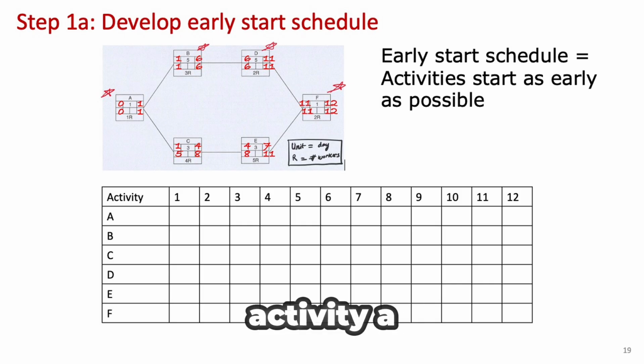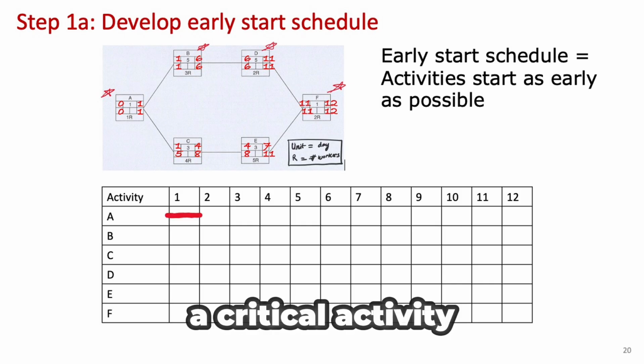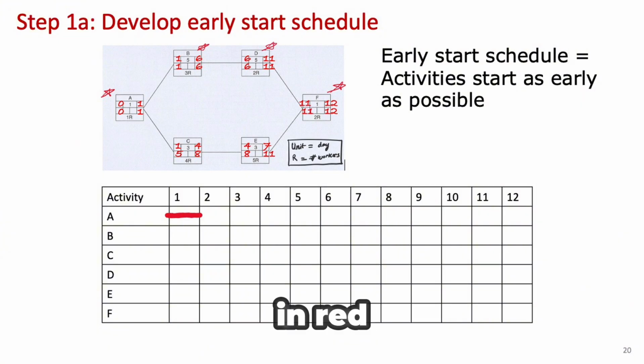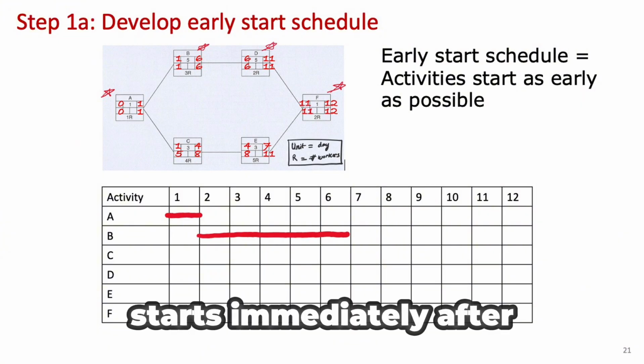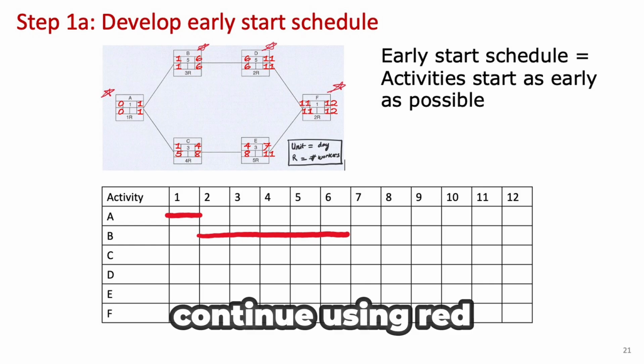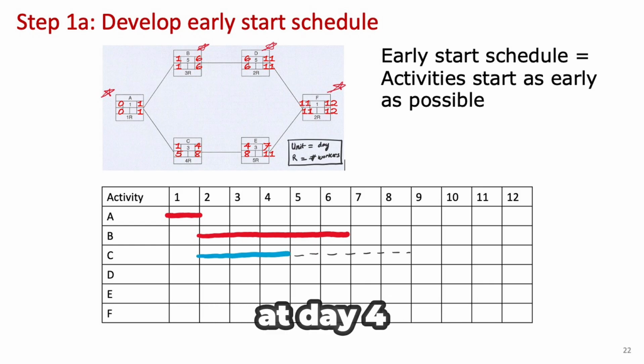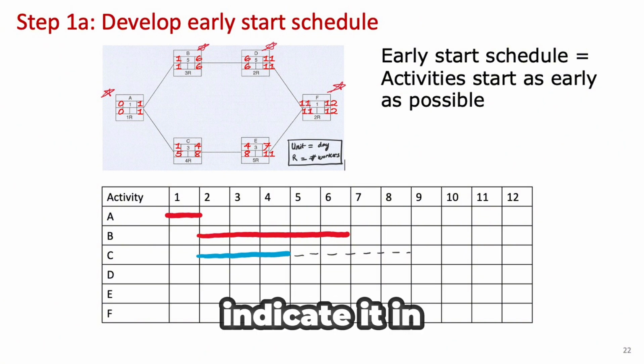First, we plot activity A, which starts at day 0 and finishes at day 1. Since A is a critical activity, we represent it in red. Next, activity B starts immediately after A from day 1 to day 6 and is also critical, so we continue using red. At the same time, activity C starts at day 1 and finishes at day 4. Since C is not critical, we indicate it in blue.